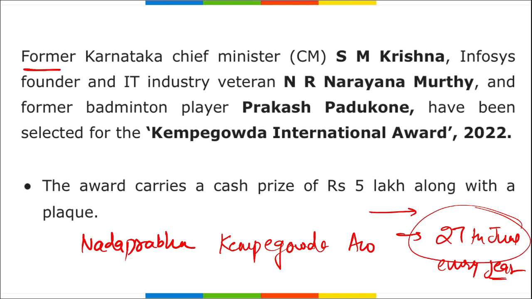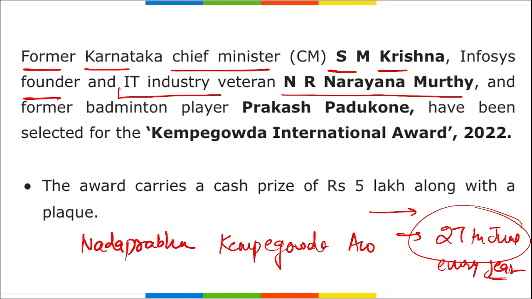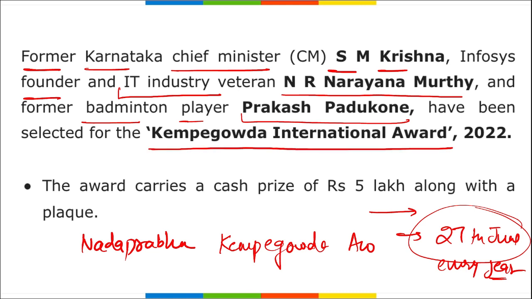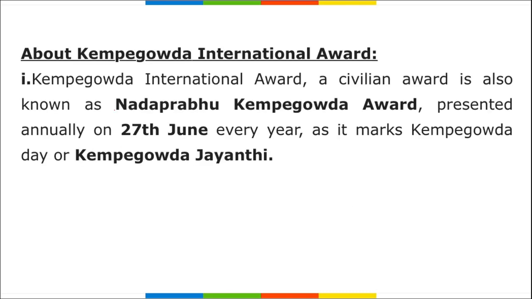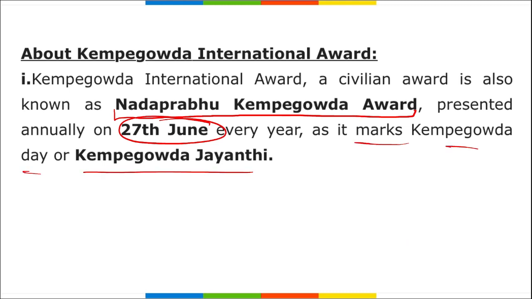So remember, former Karnataka Chief Minister SM Krishna, Infosys founder and IT industry veteran NR Narayan Murthy, and former badminton player Prakash Padukone have been selected for this Kempegowda International Award 2022. This award also carries a cash prize of 5 lakh rupees along with a plaque. Here you can see it is also known by the name Nada Prabhu Kempegowda Award. It is given on 27th of June every year as it marks the Kempegowda Day or Kempegowda Jayanti.